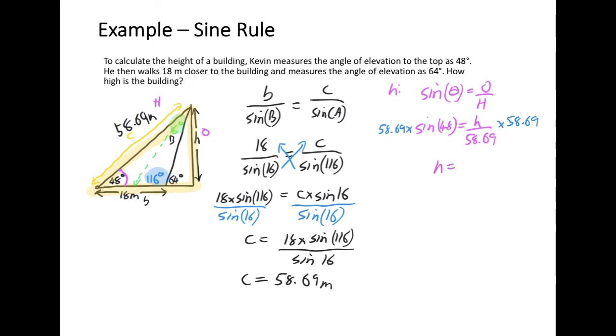The height of the building is going to equal 58.69 times by sine of 48. So putting that into the calculator, my height value is going to equal 43.62 meters. So the height of my building is going to be 43.62 meters. So that's an example of how I can use the sine rule and trigonometry to help me solve a word problem.